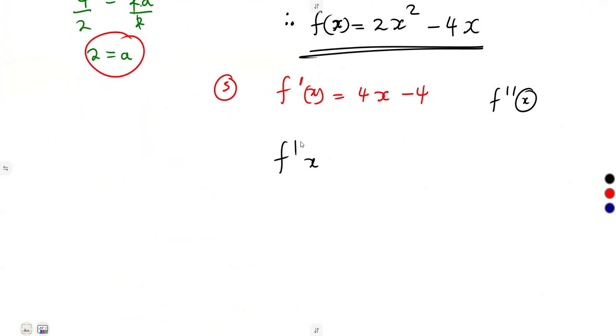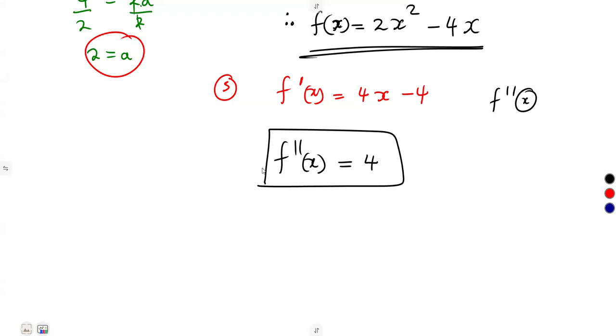So what is going to be your second derivative? If you differentiate, remember this is a linear, so you're going to have a constant. If you differentiate 4x, it is going to give us a 4. The derivative of a negative 4 is 0, a constant gives us 0. So our second derivative is a straight line again, y is equal to 4, which is parallel to the x-axis.